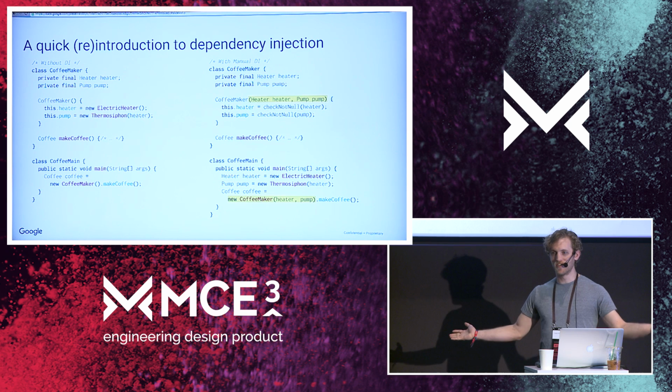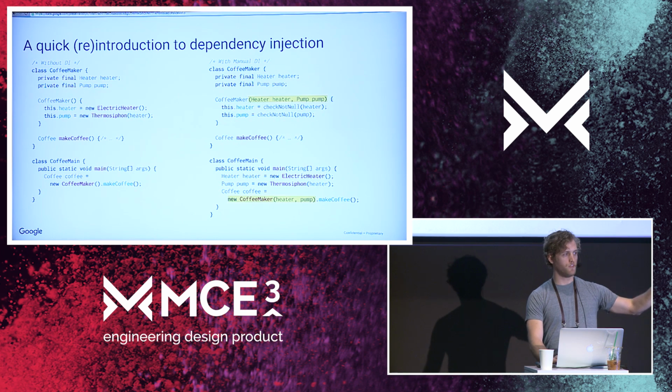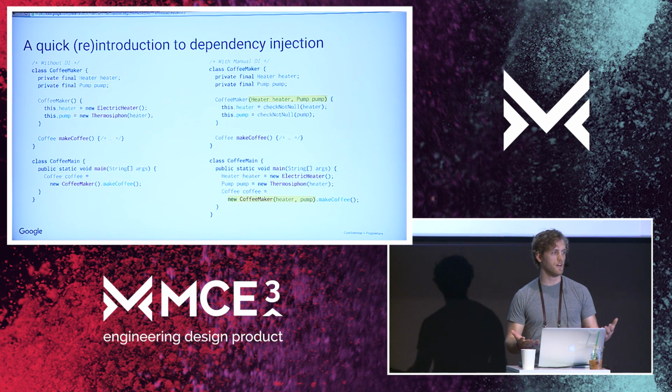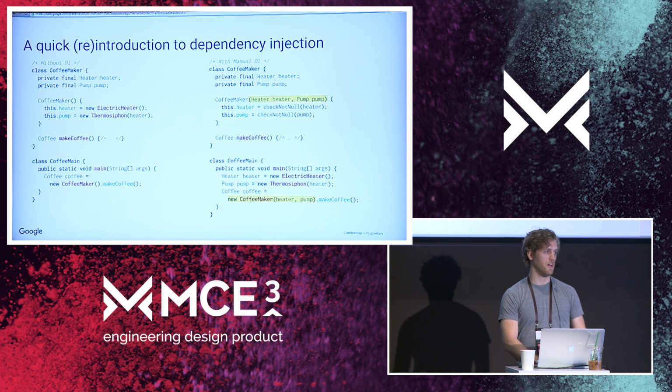So a quick reintroduction to dependency injection. Let's just cover the bases, make sure the fundamental thing we are talking about is off on the left. We have an example. If you want a coffee maker and that coffee maker requires an electric heater and a thermosiphon and all of this nonsense, one option is when you create the coffee maker in your constructor, make all the things you need. That's one viable option for making functional software.